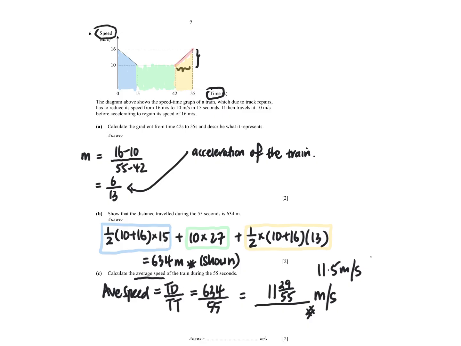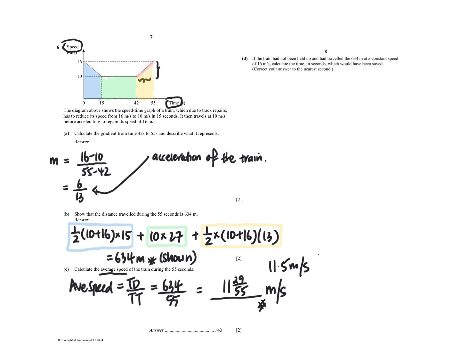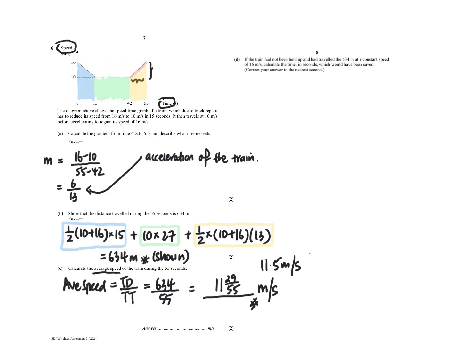Wait, I bring the next question. So they say if the train had not been held up and traveled 634 at a constant speed of this, calculate the time in seconds which would have been saved. So if you want to find time, correct. So distance 634 divided by the speed 16. What is the time you find?